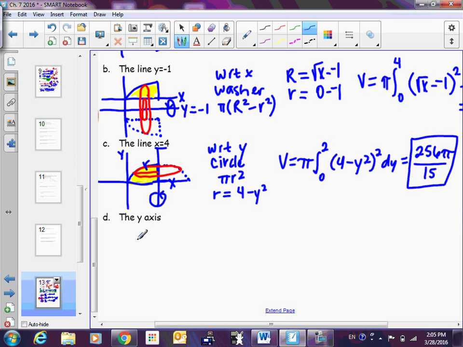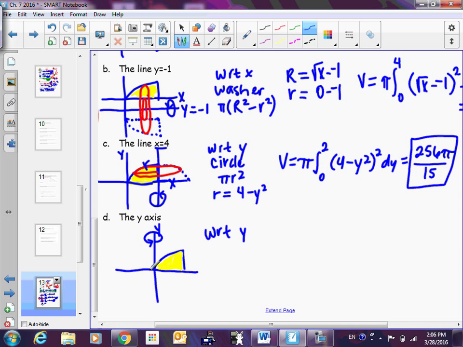Okay, for part D, we start the same way. Let's draw the picture. I would never suggest you try to do all parts A, B, C, and D all on the same picture. It's going to be too messy. This time we're revolving around the y-axis. So remember, the way you're going to determine whether this is with respect to x or y has to do with the direction of the rotation. This is a horizontal rotation. It's going to rotate horizontally, which makes it with respect to y.